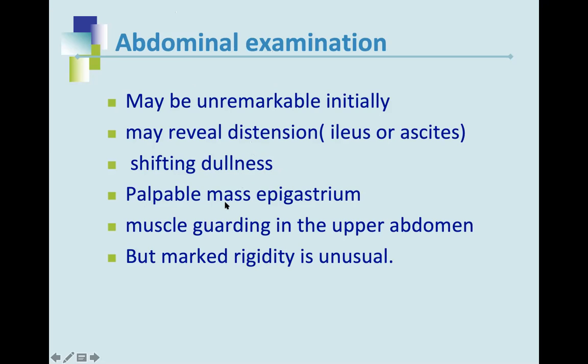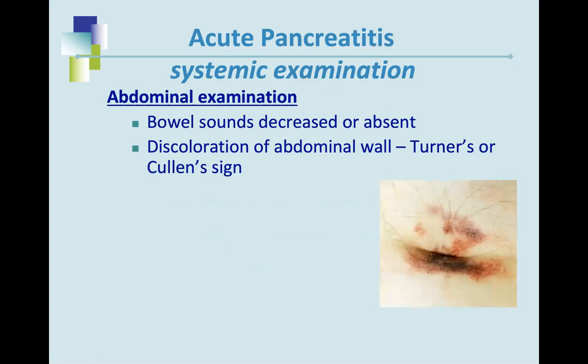A palpable mass may or may not be present, because if there's edema of the pancreas, it's possible that you feel some mass. But if there's no significant edema, then you will not be able to elicit a mass on examination. There may be some tightness, muscle guarding, but not as rigid as in perforated peptic ulcer disease. Bowel sounds may be decreased, and on inspection you can see discoloration of the umbilical region.